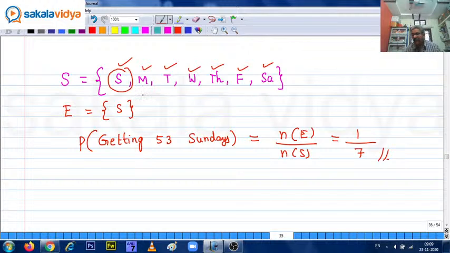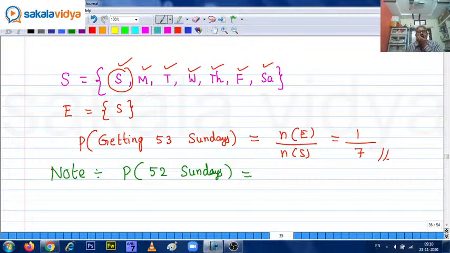52 Sundays means the remaining day should not be Sunday, so it may be Monday, Tuesday, Wednesday, Thursday, Friday, Saturday. 6 chances are there. So I will give a very important note. Instead of 53 Sundays, for example, if you are asked 52 Sundays only, the remaining day should not be Sunday. That we can write as 1 minus P of getting 53 Sundays, 1 minus 1 upon 7. This will be 6 upon 7.